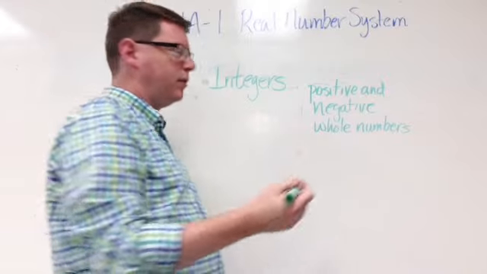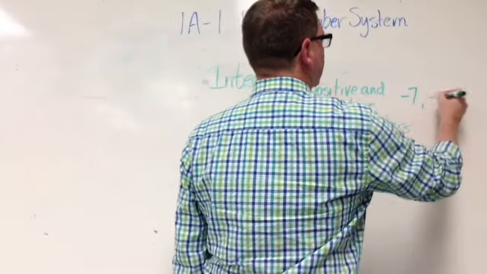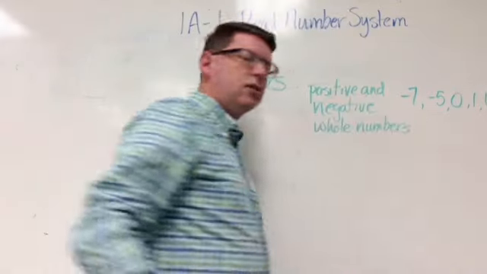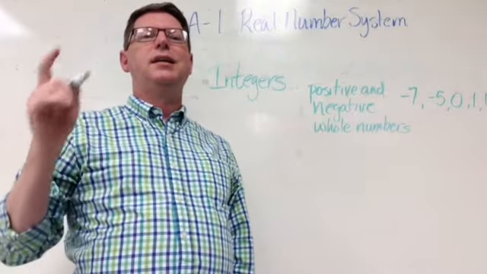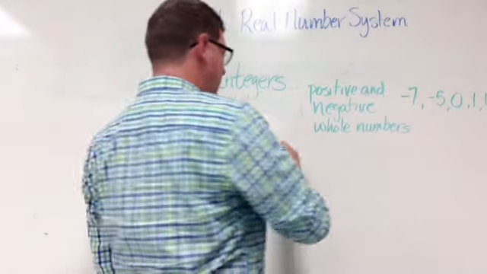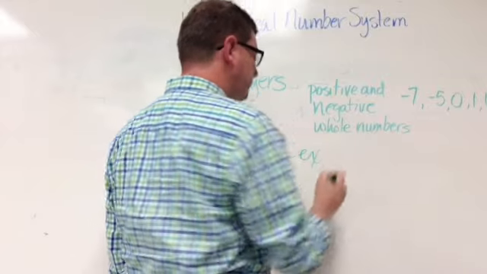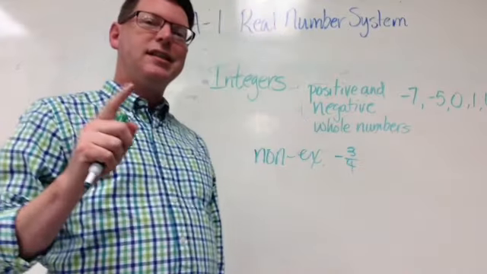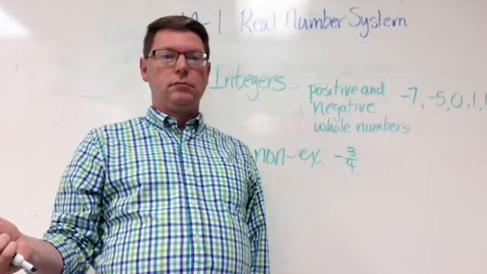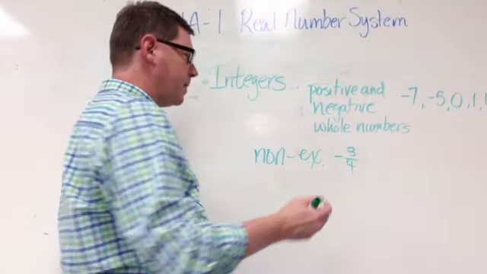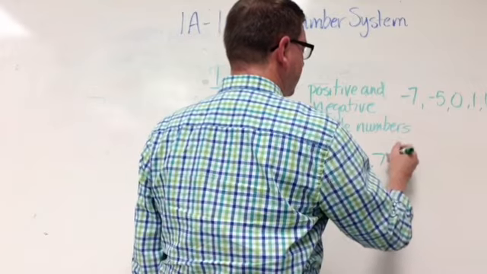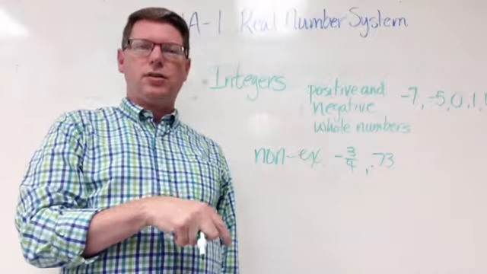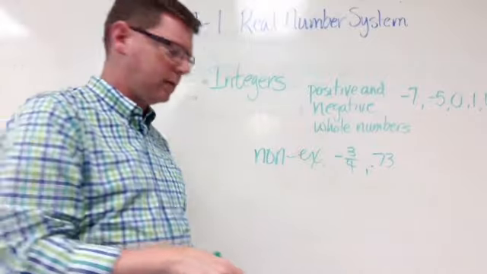So for examples that we would put, we could put -7, -5, 0, 1, and 18. Those would all be examples of integers. Now, non-examples, I'll put that down here, would be something like -3/4. Even though it's negative, it's not a negative whole number. So it can't be an integer. Okay? Or 0.73. We've used that one a lot. That's a decimal. It's not a whole number, so it can't be an integer. Integers can only be whole numbers.